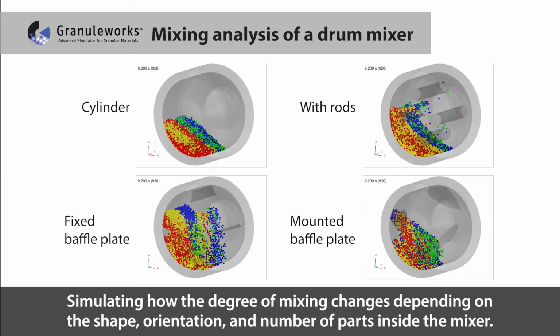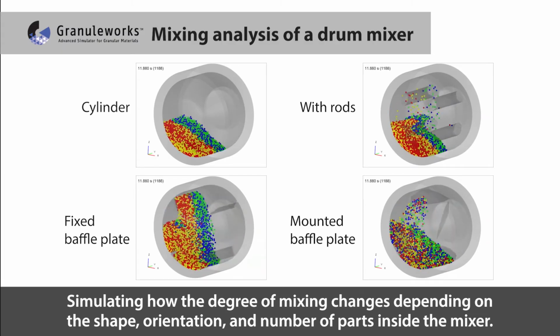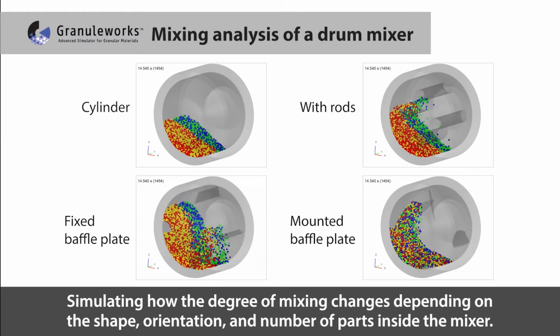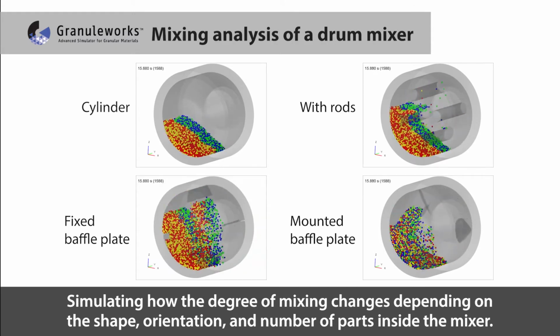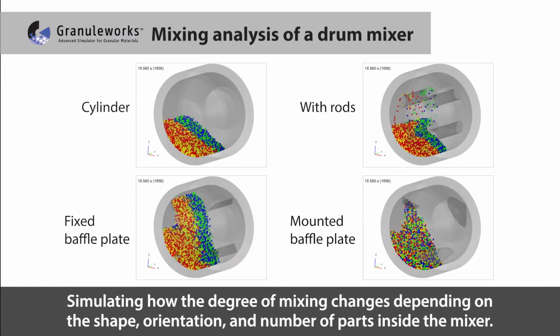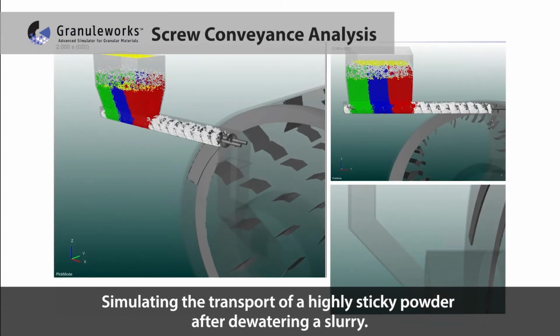Simulation of a drum mixer. The simulation allows a comprehensive comparison of the degree of mixing depending on the shape, orientation, and the number of parts inside a mixer. It shows that the lower right condition is the easiest for mixing of the 4 design patterns.